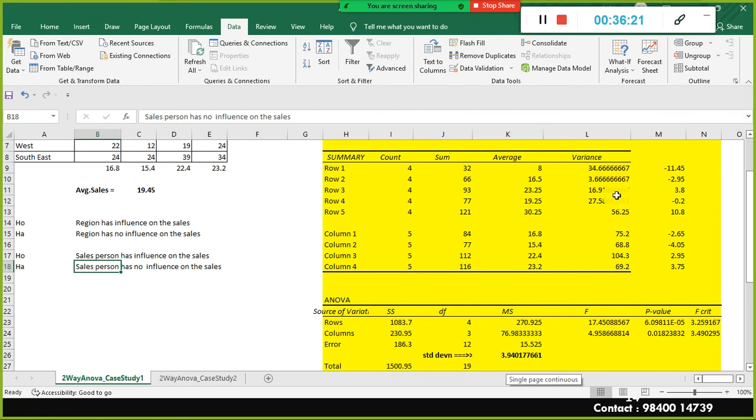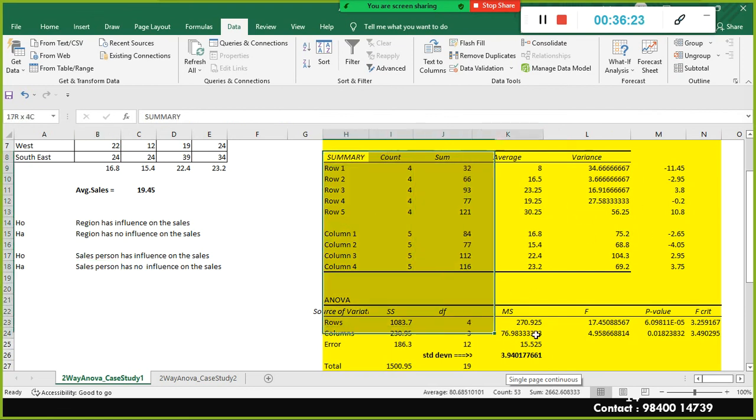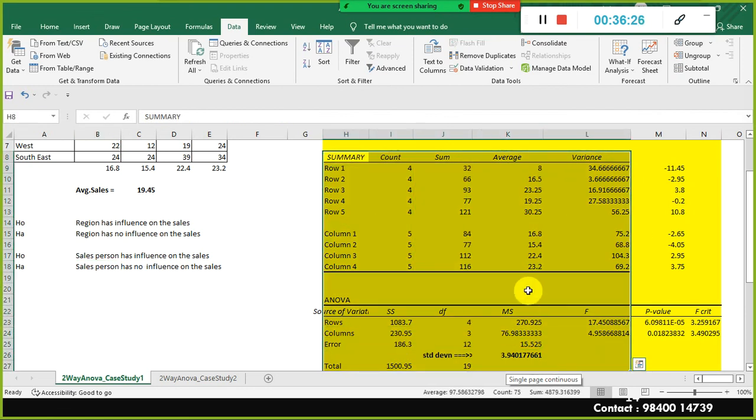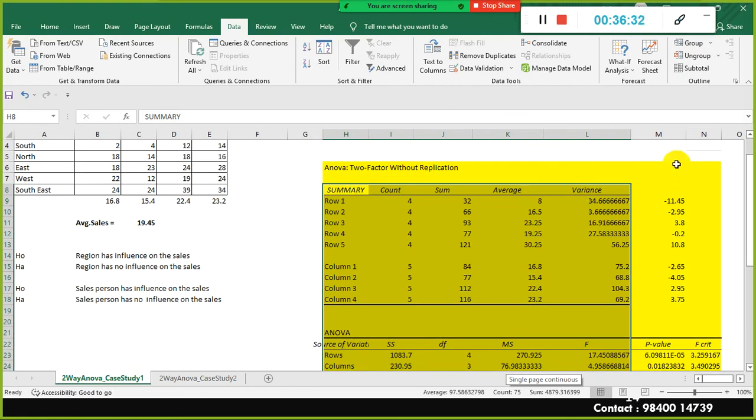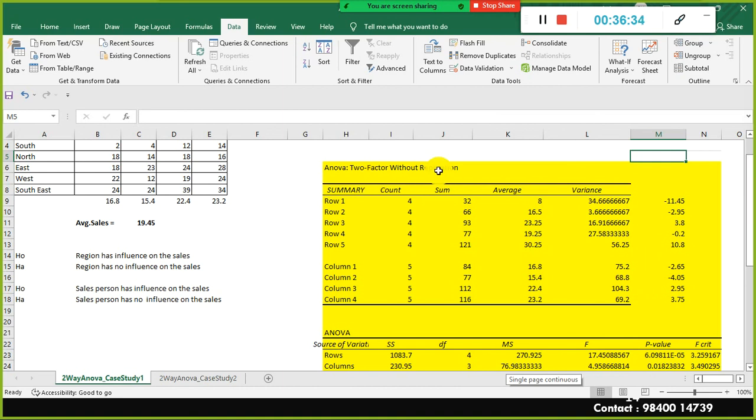Okay, here in this one, how I got it up to this, it is given by Excel. I did not do it. I just clicked on data analysis. I selected all these things. It gave me this one. That's all. Two-factor without replication.